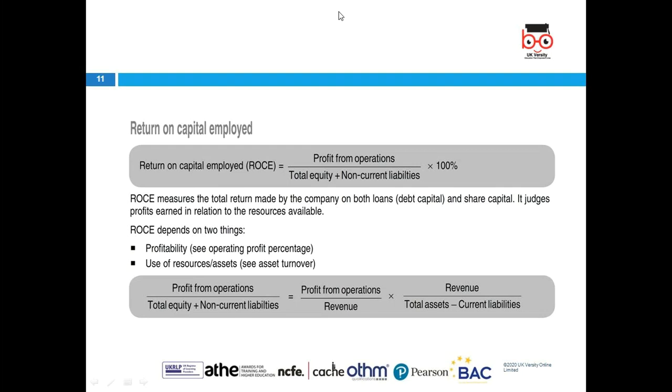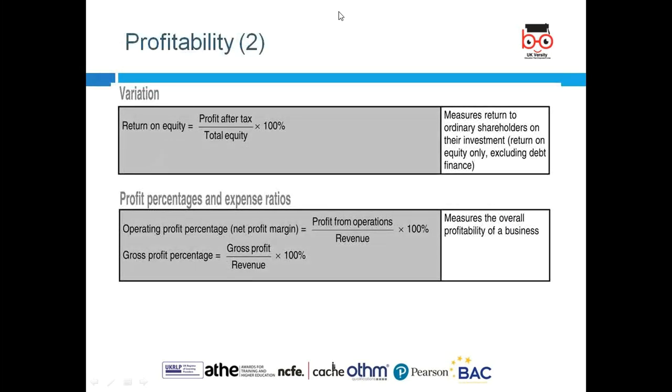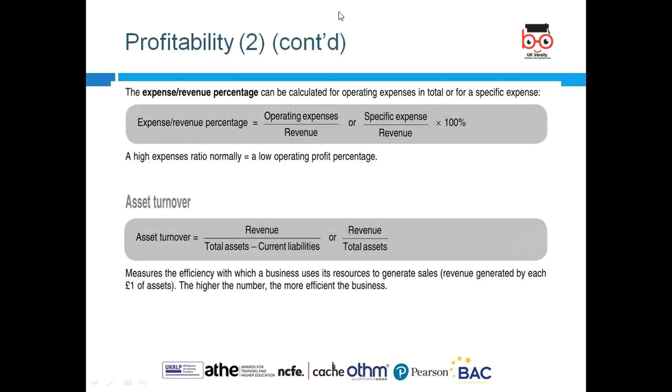Return on capital employed: we are given the formula and the purpose of the ratio. Remember here the total return by the company, the total loans, the capital, and the share capital. It judges the profit earned in relation to the resources available. So it shows how well we utilize them: for every pound of investment, what do we generate? Return on equity: equity means the share capital, so profit after tax divided by equity. You can find how many shares you have in circulation and how much profit per share you generate, or the return on your investment in terms of the shares.